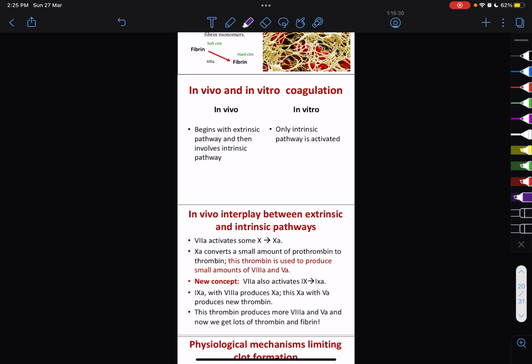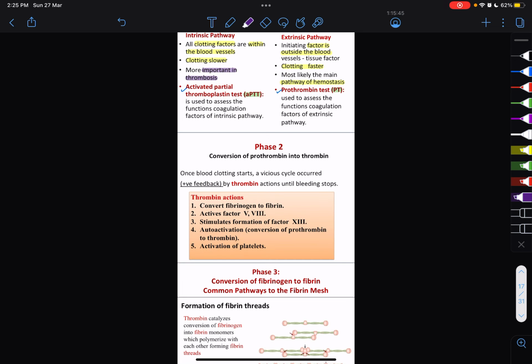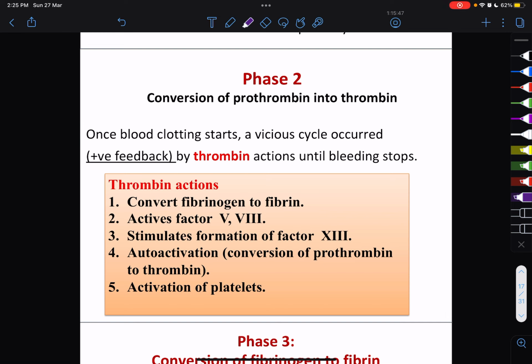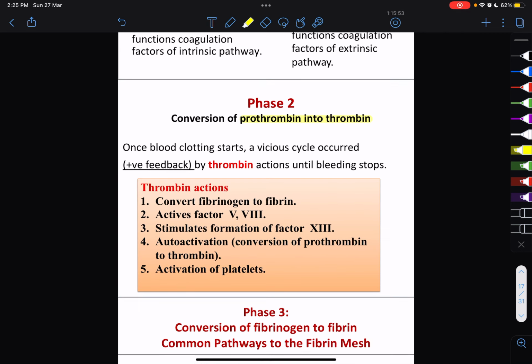Thrombin is a very, very special thing. It's a very powerful enzyme. Look at the functions of thrombin. The most important function is that it converts fibrinogen into fibrin. This is the main function. Okay, number 1. It activates factor number 5 and factor number 8.